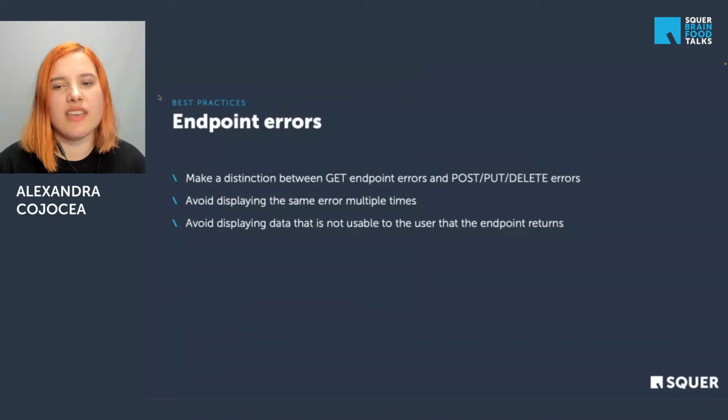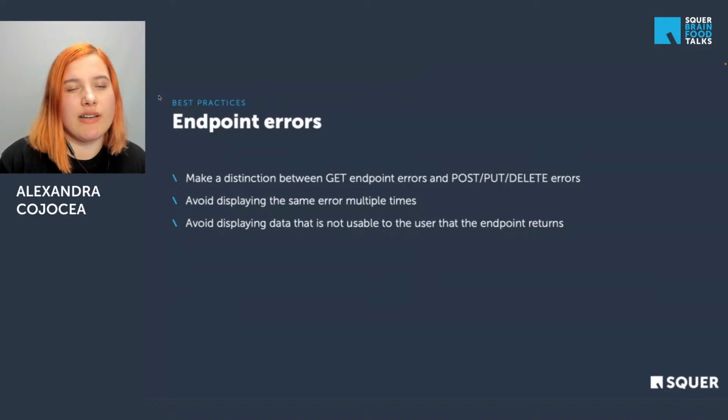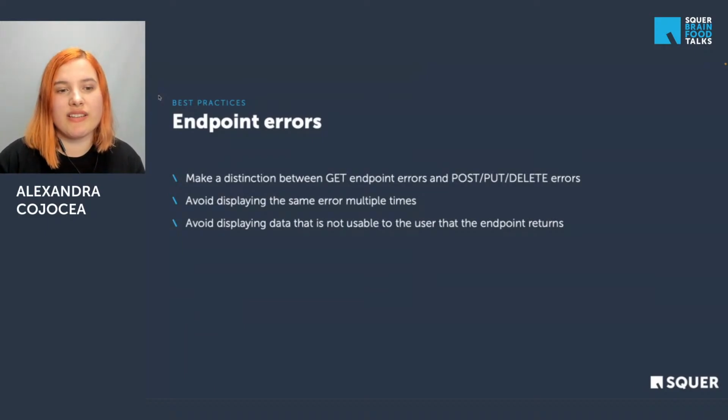But the key to it, when something goes wrong when you call an endpoint, is you need to make sure that you do not display data that's not usable to the user just because the endpoint returns it, and especially not data that's sensitive or that only a developer should look at. That's why I gravitate to having generic errors when something goes unexpected when I call an endpoint.